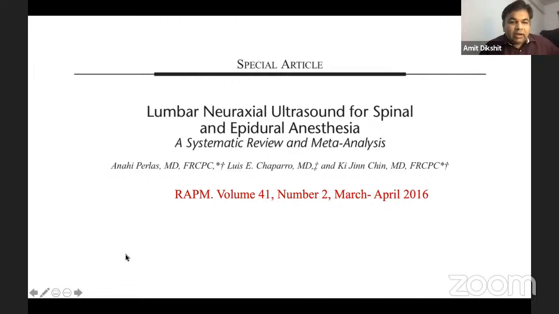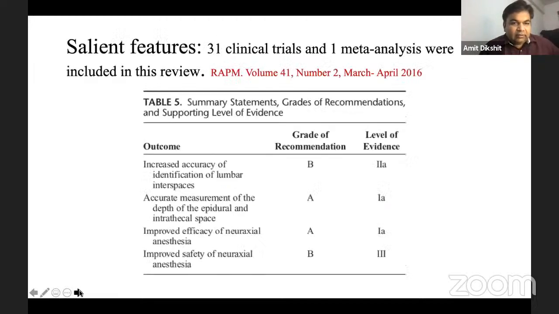Now, another landmark article was this systematic review and meta-analysis. It has shown, this was from April 2016, that the use of ultrasound increases the accuracy of identification of the lumbar interspace. It is accurate in estimation of depth, so you can choose your needle and equipment. It has improved efficacy, I mean the skin puncture. It improves safety, so overall complication rate and other things. So, congruous epidural placement.